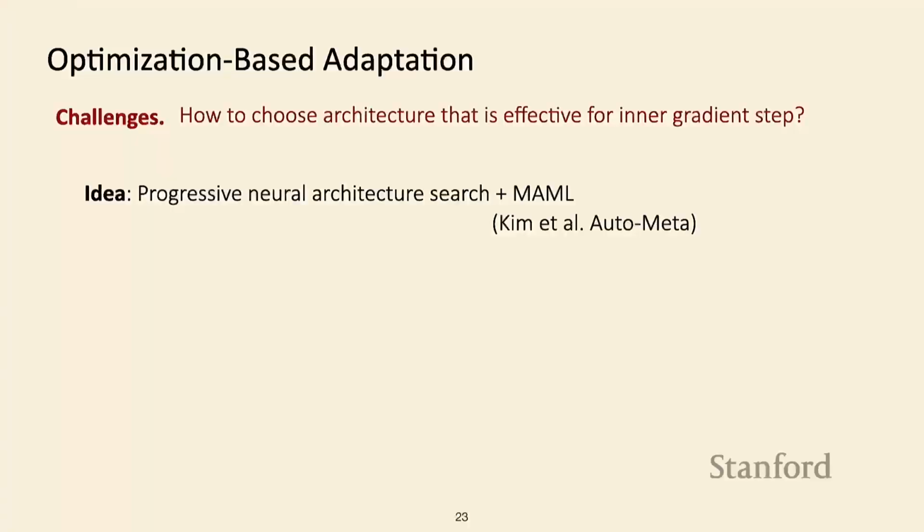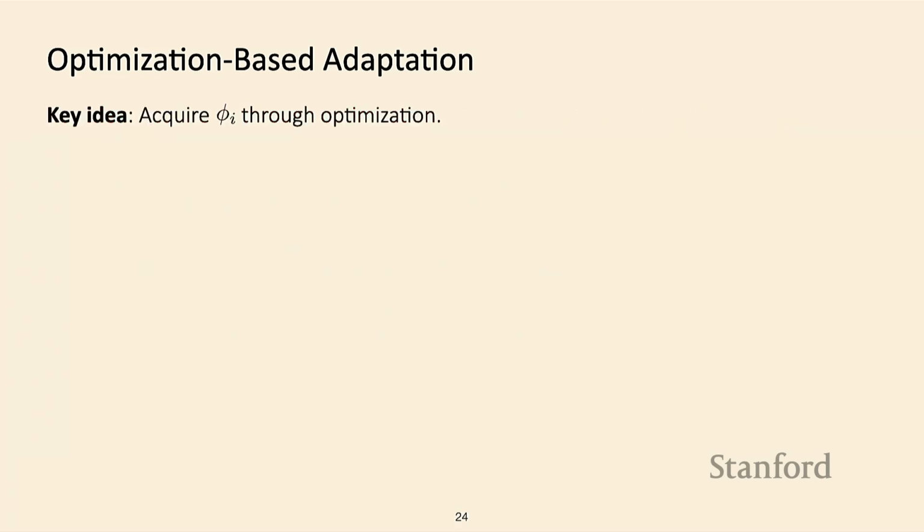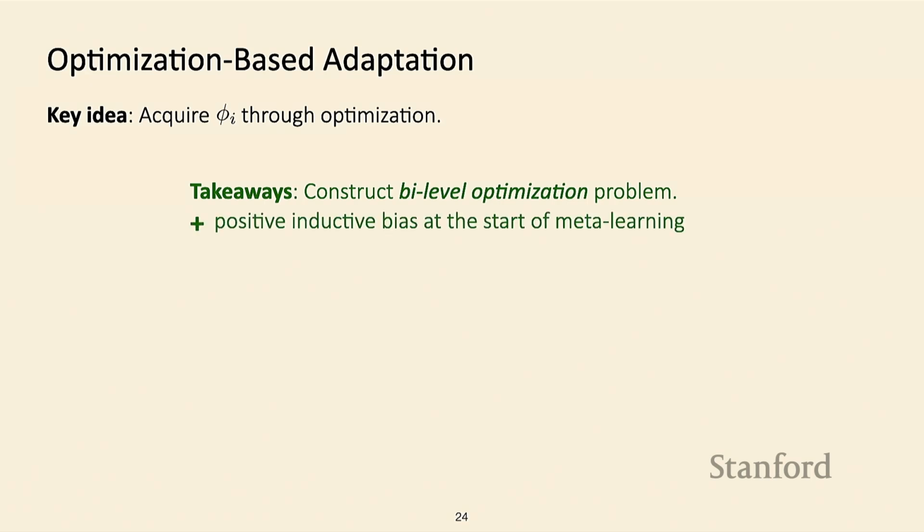Cool, and I already showed this slide, but there are also some works that have looked at architectures for this kind of bi-level optimization and found that sometimes deeper and narrower architectures can work pretty well. And yeah, that's the gist of it. So the takeaway here is that we're constructing this bi-level optimization problem.